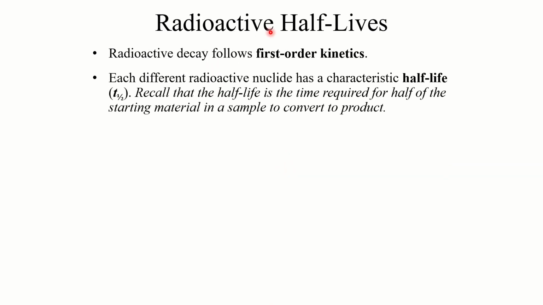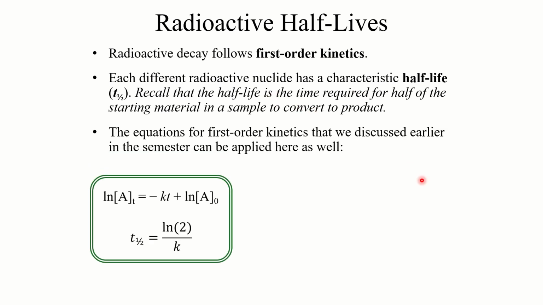So let's discuss radioactive half-lives a little further. Radioactive decay follows first-order kinetics. Each different radioactive nuclide has a characteristic half-life, which we describe with the variable t 1/2. Again, recalling that half-life is the time required for half of the starting material to convert to product. The equations for first-order kinetics that we discussed earlier in the semester back in Unit 2 can be applied here as well. So these were the equations we used for first-order kinetics.